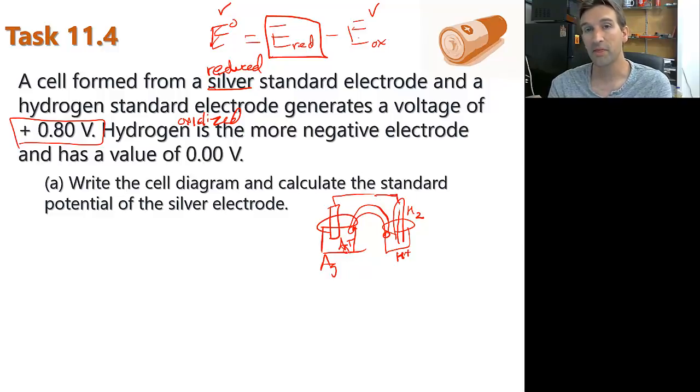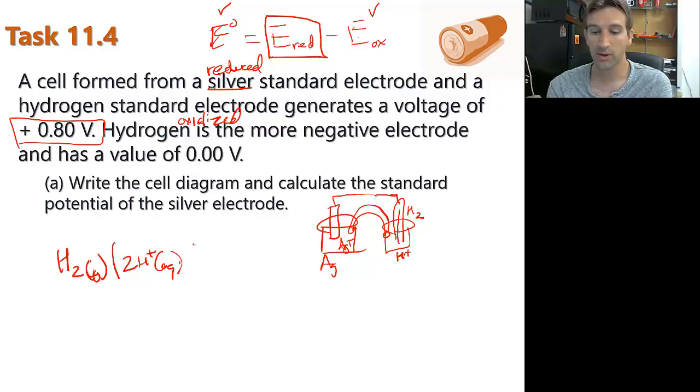We've identified that the thing being oxidized is going to be our hydrogen, and the thing being reduced is going to be the silver. So we always write out a cell diagram in order. The thing that is reduced goes last. The thing that is oxidized will always come first. So it's going to be the hydrogen being oxidized. That's the H2. That hydrogen gas is going to turn into hydrogen ions. So I have my H+ in its aqueous form there.